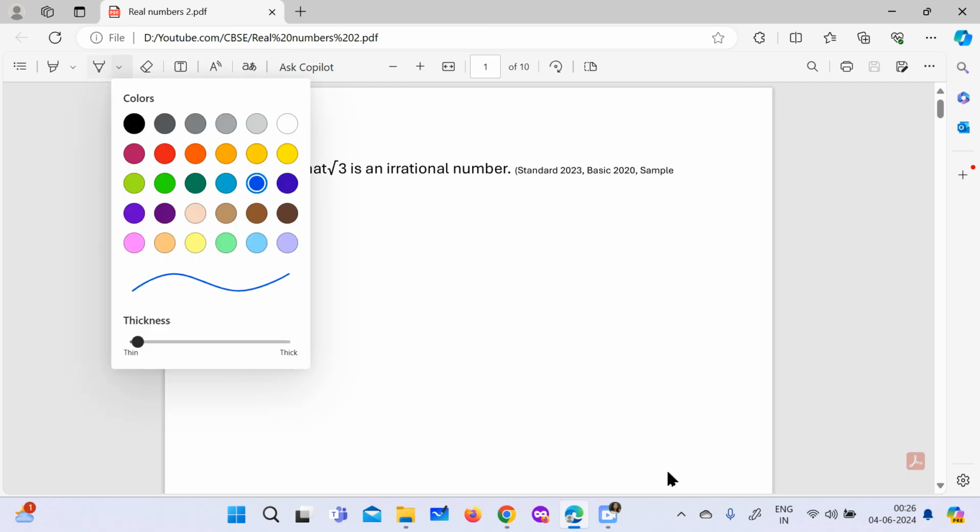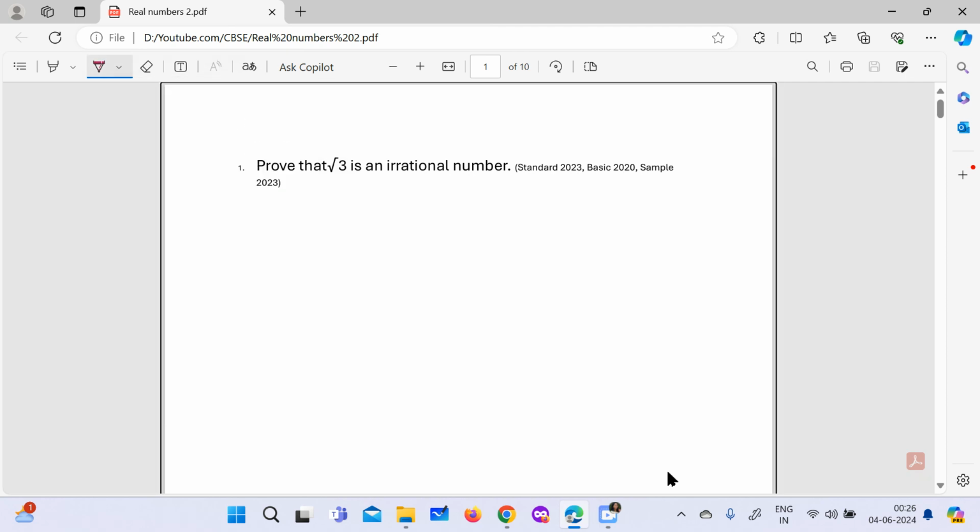In today's class, we are going to solve previous year questions from the chapter Real Numbers, and then we will also solve some competency based questions. So let's see. Prove that root 3 is an irrational number.